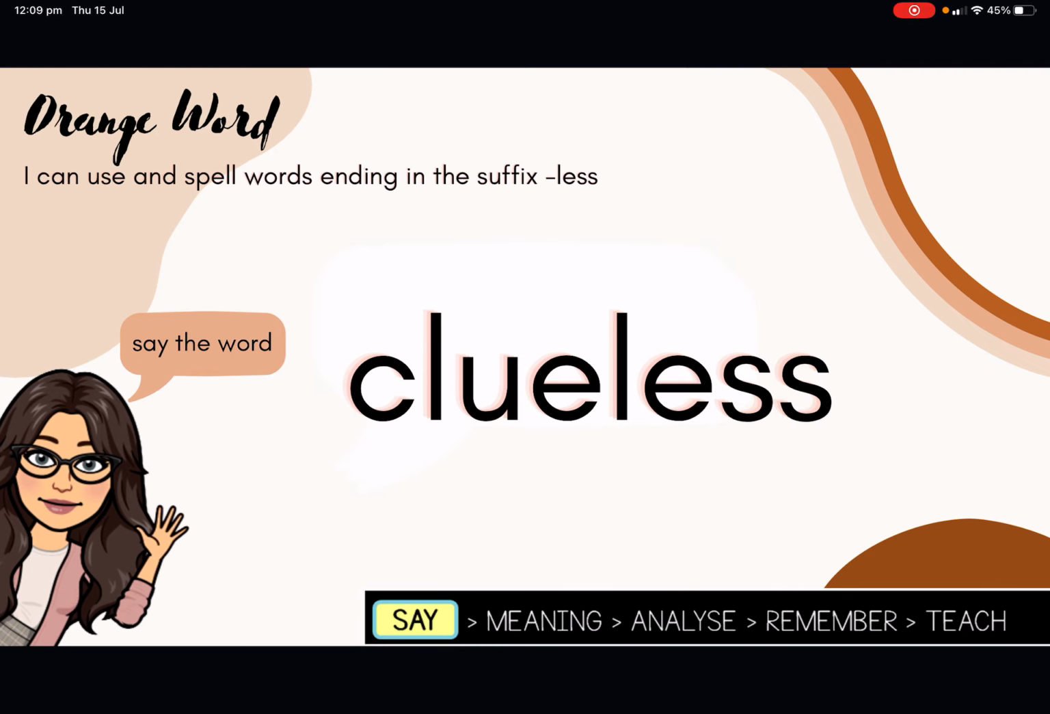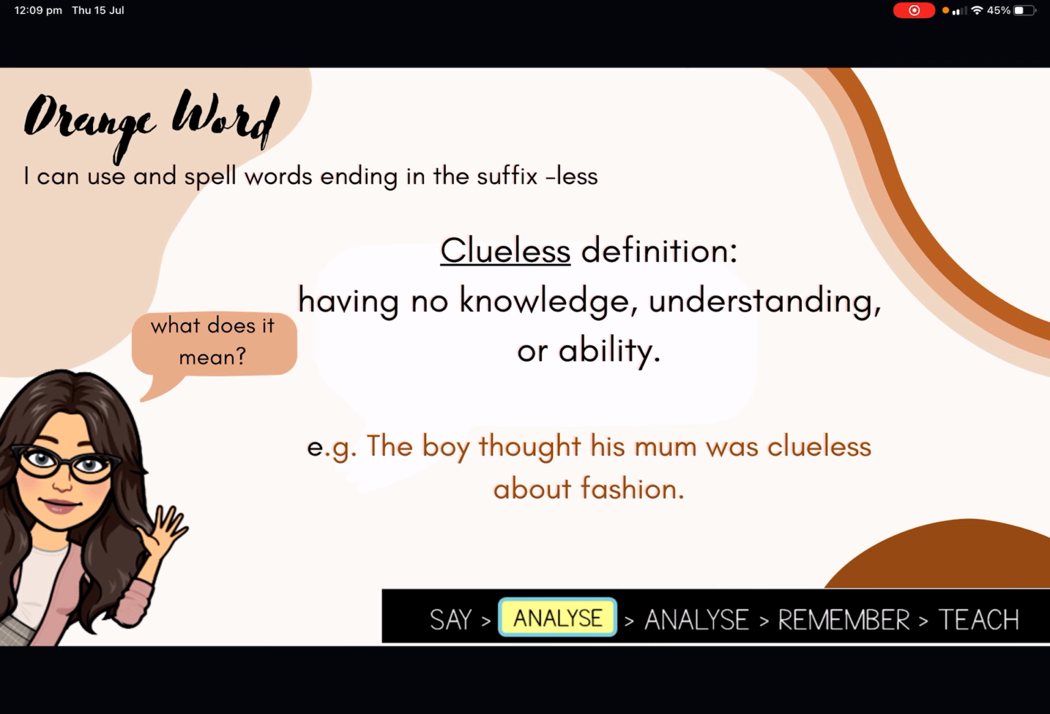All right, let's move on to the next word we're going to be looking at today. And this is part of our orange word list. And the word is clueless. Can you please say the word clueless? So clueless means having no knowledge, understanding, or ability. So for example, this is the sentence, the boy thought his mum was clueless about fashion. So in this instance, we can see that the word clueless means when someone might just not know something about a particular topic. So Miss Sophie Smith, for instance, is clueless about car mechanics. I don't have much knowledge or understanding about car mechanics.